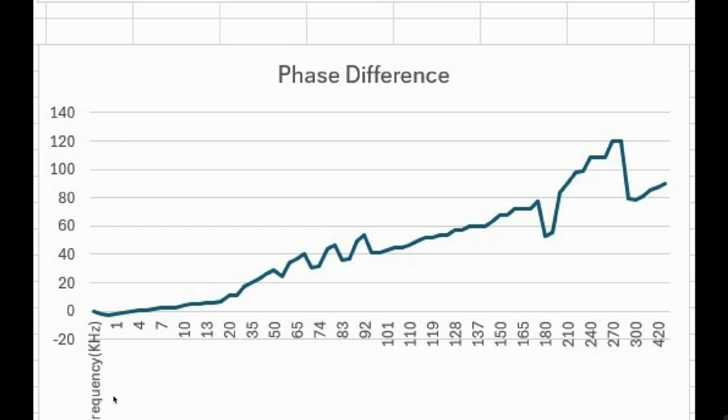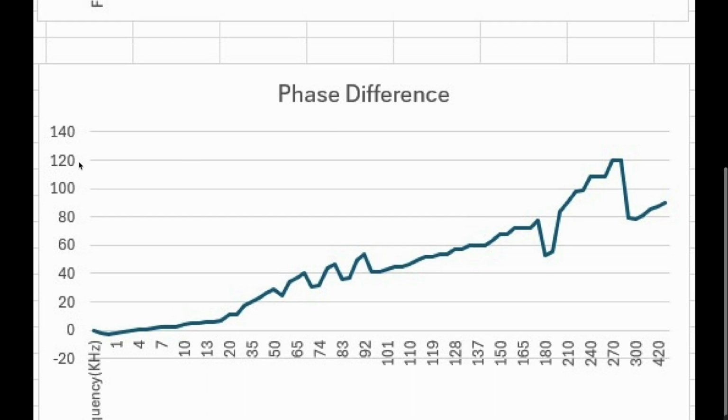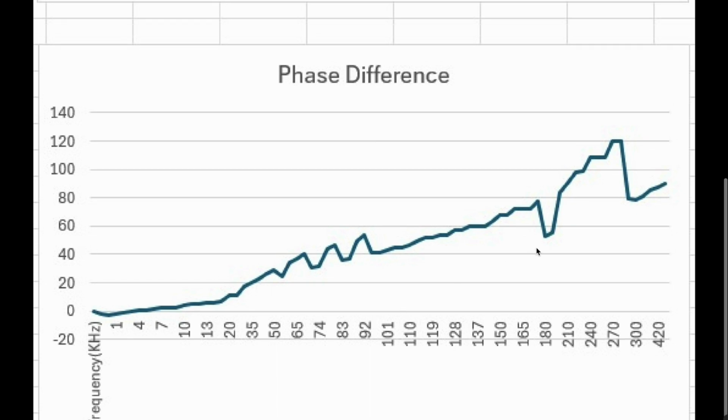Now our next graph is frequency versus phase difference. Ultimately this graph illustrates the phase difference as a function of frequency. We are able to say that frequency in kilohertz is plotted on the x-axis and phase difference is on the y-axis. The phase difference begins at 0 degrees for low frequencies and gradually increases as the frequency rises. This behavior shows that the output signal progressively trails the input signal as frequency rises.